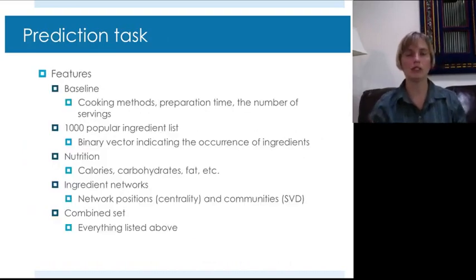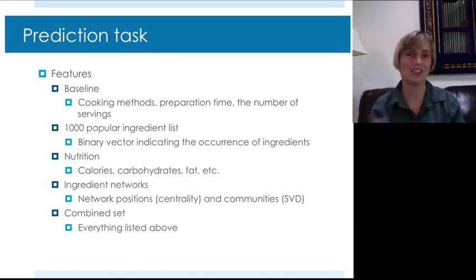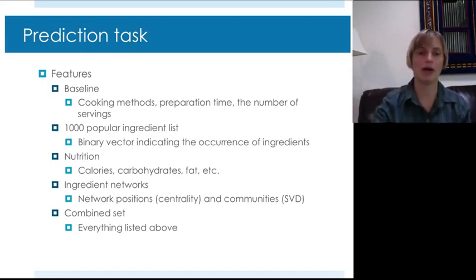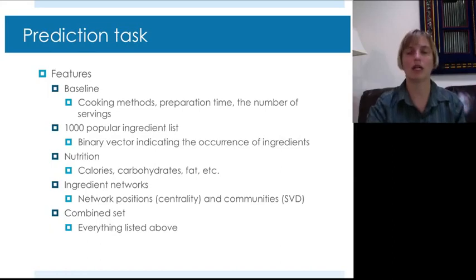We're going to use a baseline, which is just the cooking method, the preparation time, and the number of servings you get. We're going to use just the raw ingredient list, so the 1,000 most popular ingredients, and we get a little prediction coefficient for each one of them. So maybe having chocolate makes the recipe better, but actually there's very little signal in just having an ingredient or not. Then nutrition information, and then we're going to include our ingredient networks, and finally we're going to combine everything.